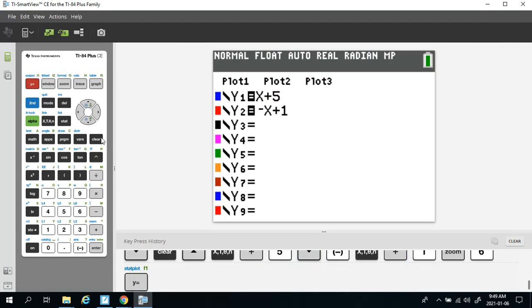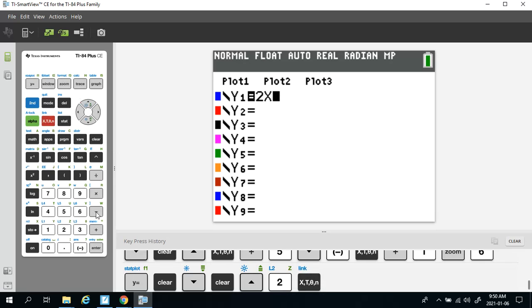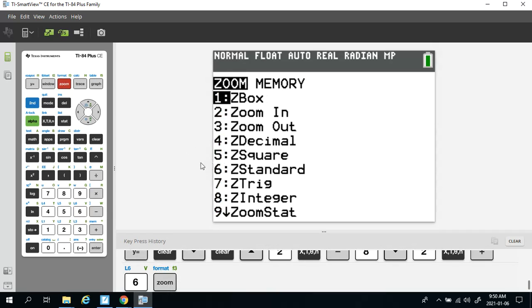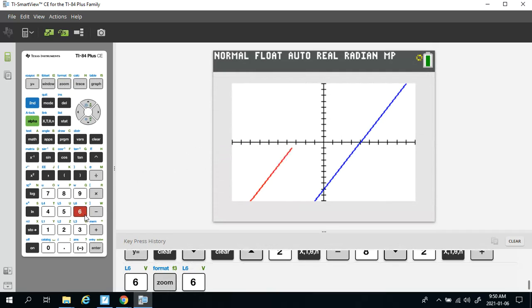Y equals, let's clear these ones from part A. So my first equation is now going to be 2x minus 8, and my second equation is now going to be 2x plus 6. Okay, let's start off with the zoom standard. So zoom 6 and see what we get. Now, if you look at the graph here, I do not see an intersection point.